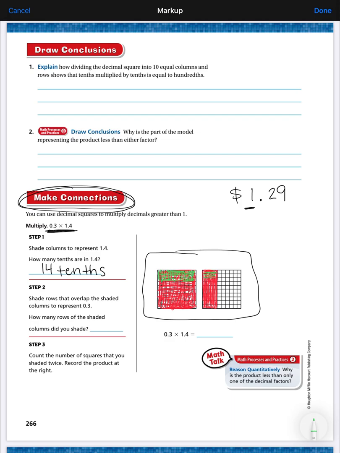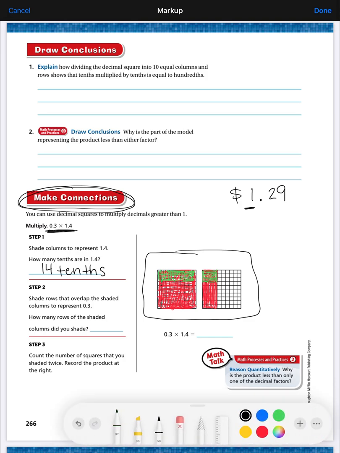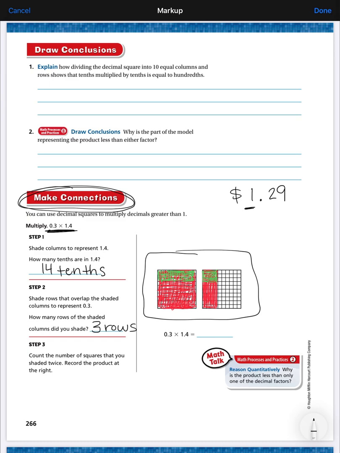It's kind of hard to see, but I still want to be able to see my red as well, like that, okay? So I shaded in 3 more rows, 3 additional rows. And that shows me that I've shaded it with both red and green. And that's where I'm going to focus on my answer. My answer is the squares that are shaded both red and green. Okay, so it does say on step 2, that last little part, how many rows of the shaded columns did you shade? Well, we shaded in 3 rows, okay?